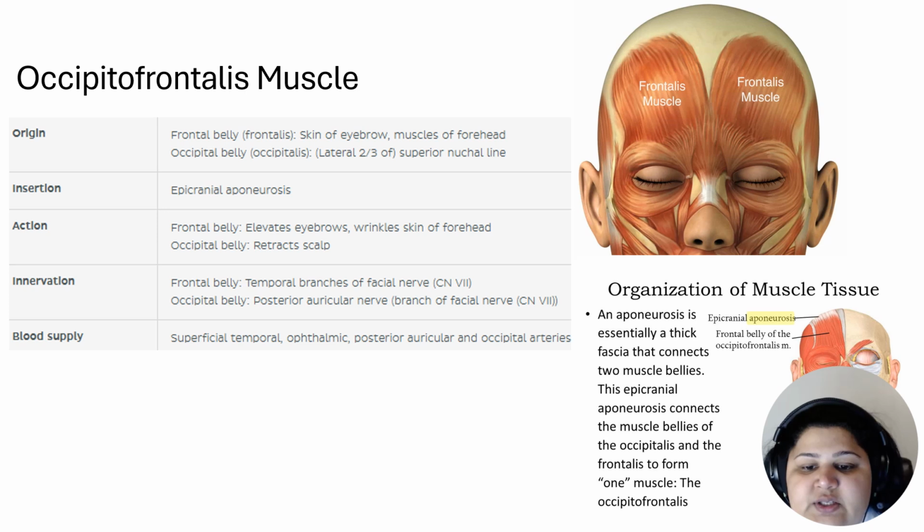An aponeurosis is essentially a thick fascia that connects two muscle bellies. This epicranial aponeurosis connects the muscle bellies of the occipitalis and frontalis to form one muscle, the occipitofrontalis. Imagine not having a muscle here, then you only have a skull, so you cannot feel any cushion. Muscles are important: they provide cushion, a little bit of insulation, and they also help you do this, like this.